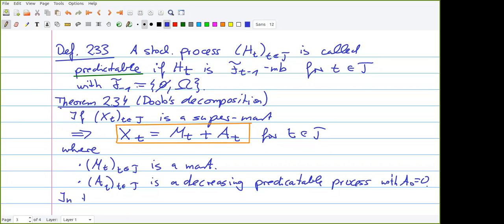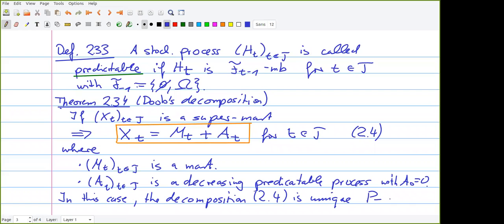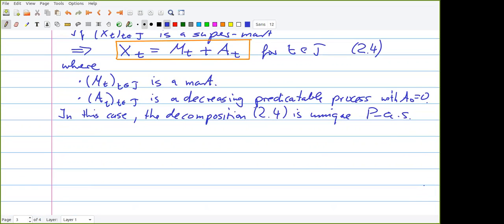In this case, the decomposition, let's stick to the same numbers as in the lecture notes, 2.4, is unique. Of course, everything here, P almost surely. Okay. Other questions? Okay.